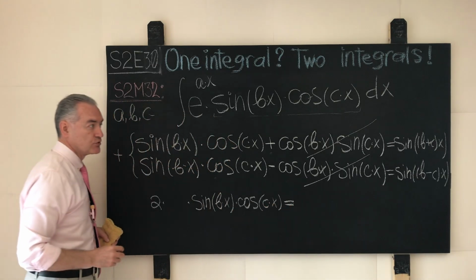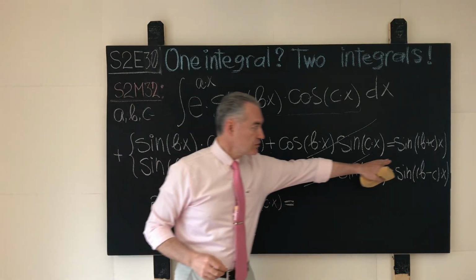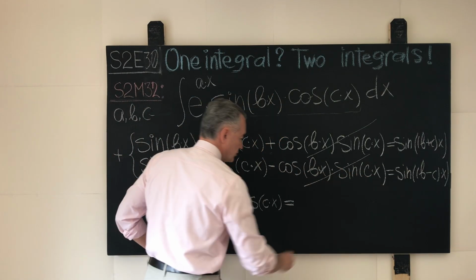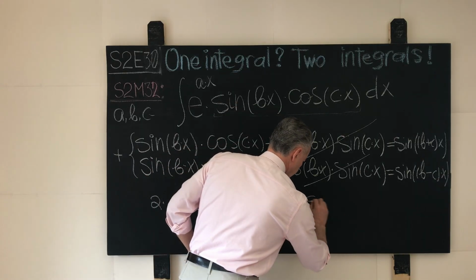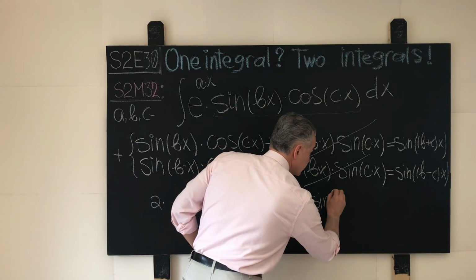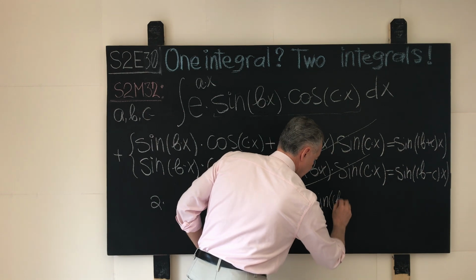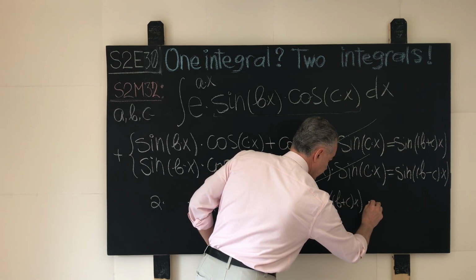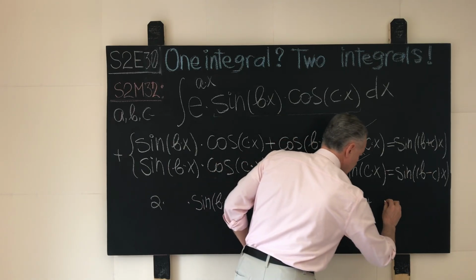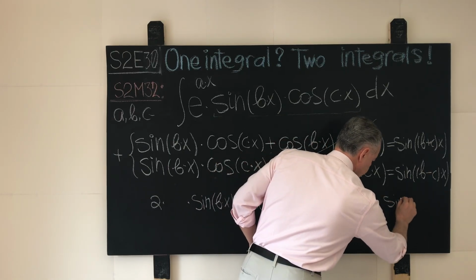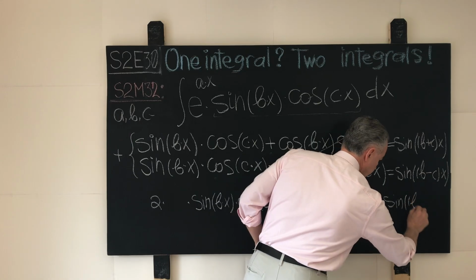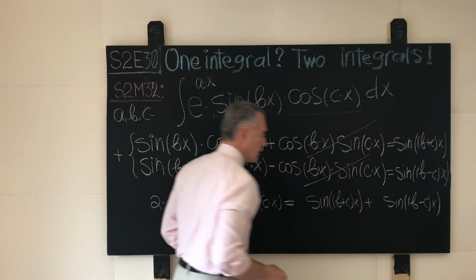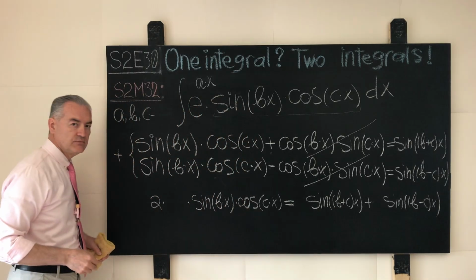And this is equal to what? Well, this is equal to the sum of two sines shown over here. So let me leave some room over here. I'll write sine evaluated at b plus c times x, plus some room, sine evaluated at b minus c times x. So far, so good.